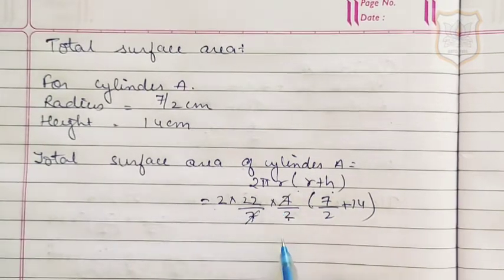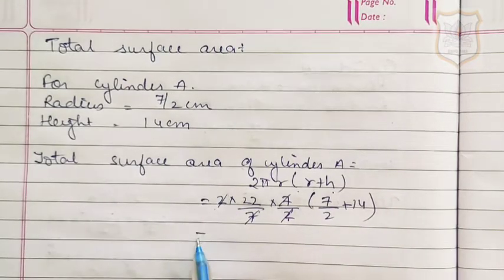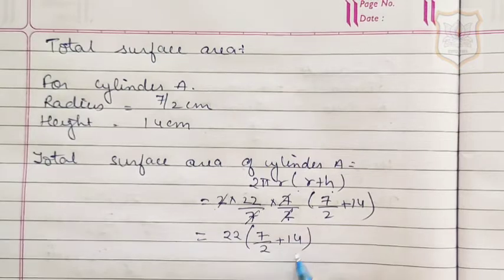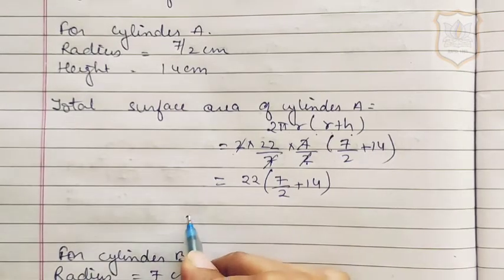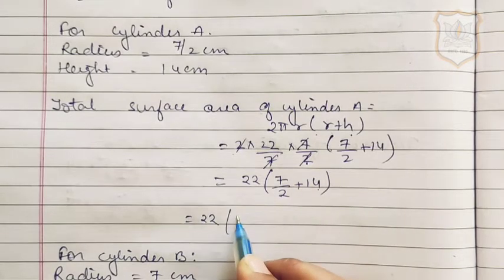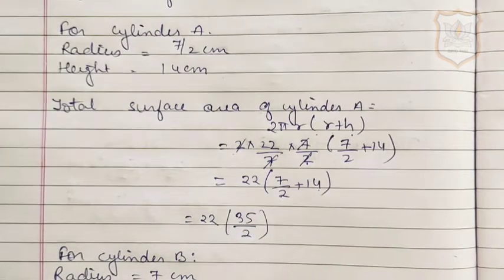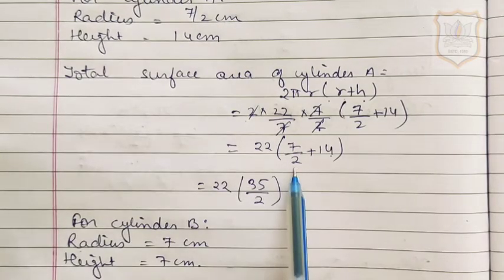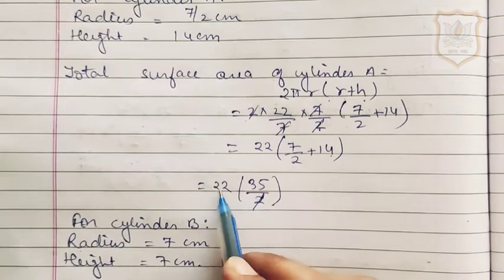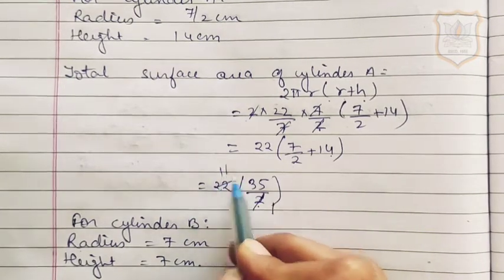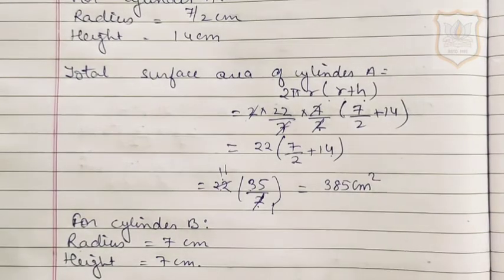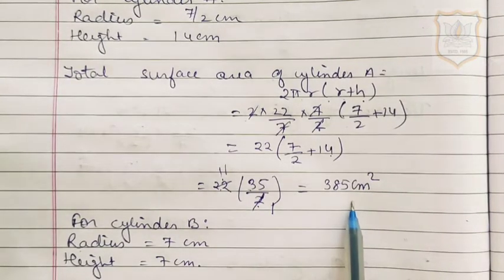Now students, this 7 and this 7 we will cut, and this 2 and 2 we will cut. Remaining will be 22 in the bracket 7/2 plus 14. Now students, 22 we will write as it is, and then if we add 7/2 plus 14 with the help of LCM, we will get the answer 35/2. Students, you all know how to add the fractions with the help of LCM. So here 22 we will divide by 2, 2 ones are and 2 11s are. Now 35 into 11 will be 385 centimeter square. Therefore the total surface area of cylinder A is 385 centimeter square.